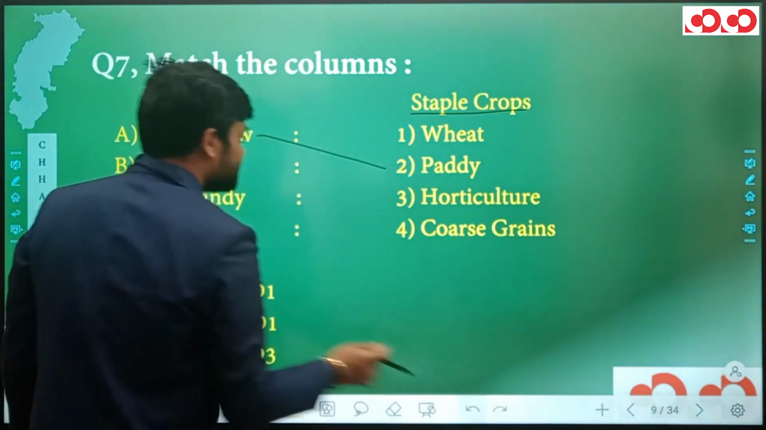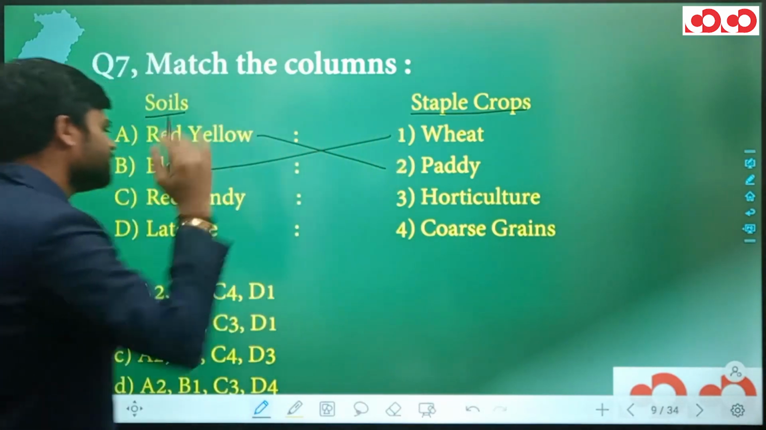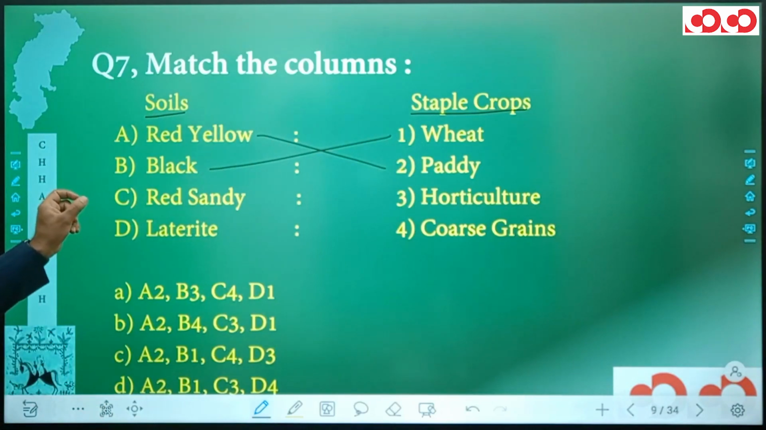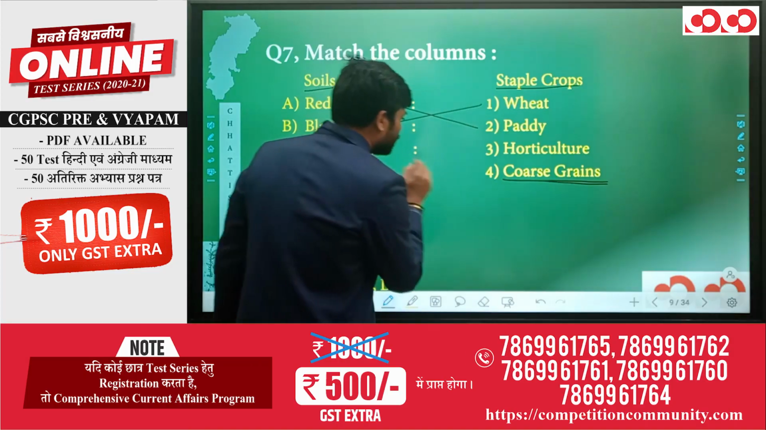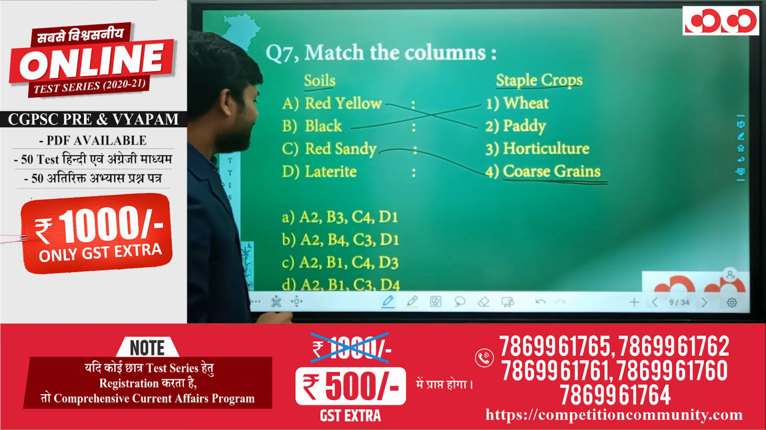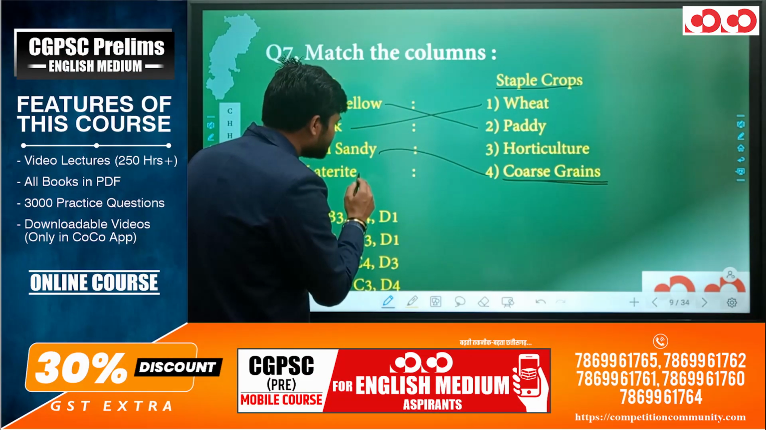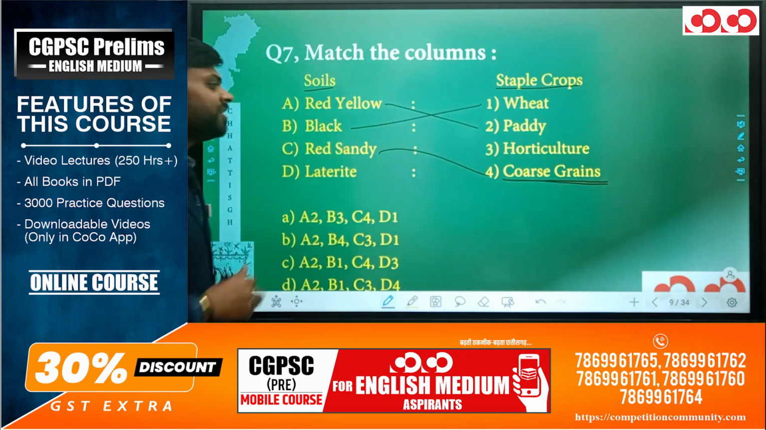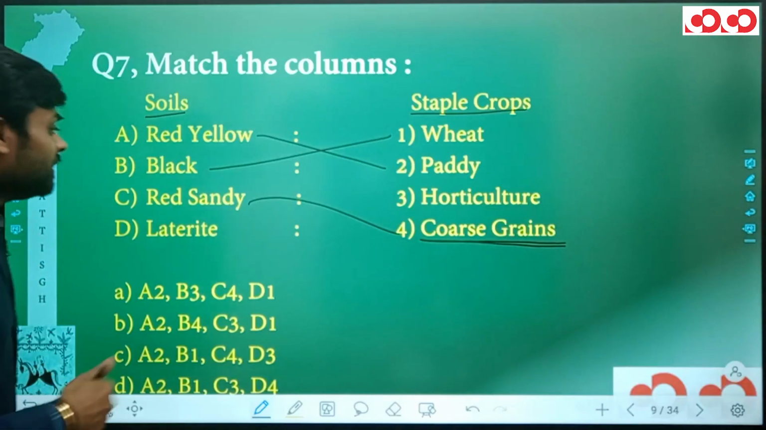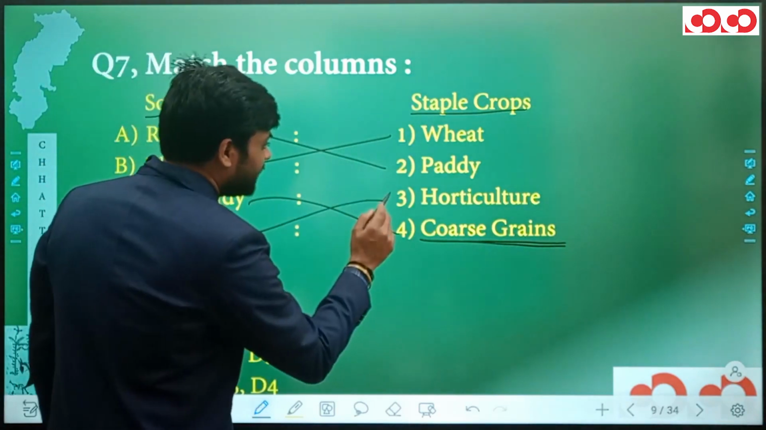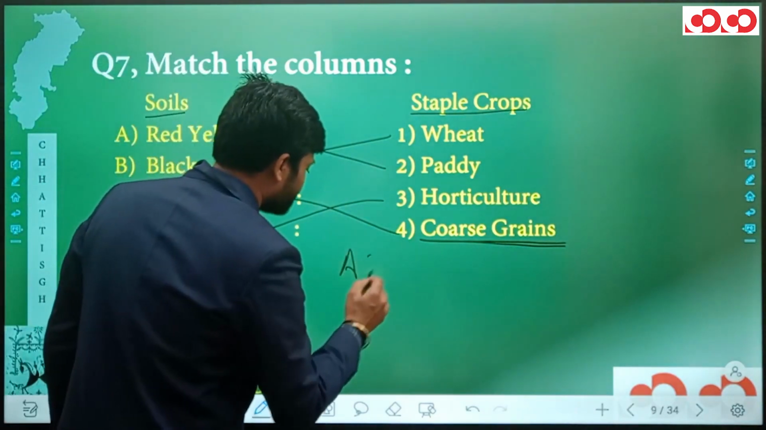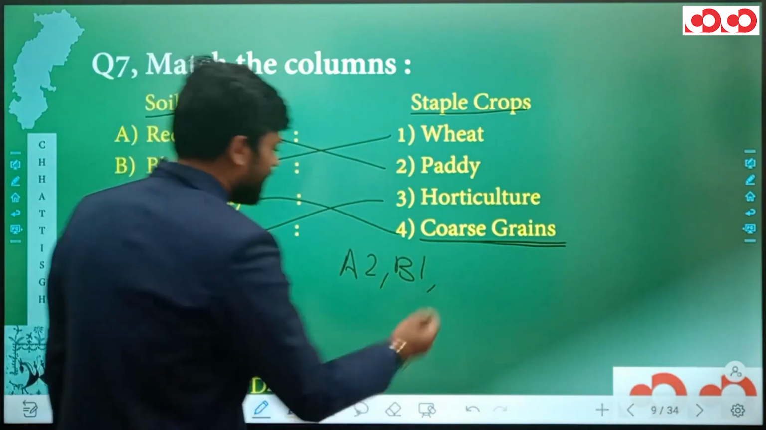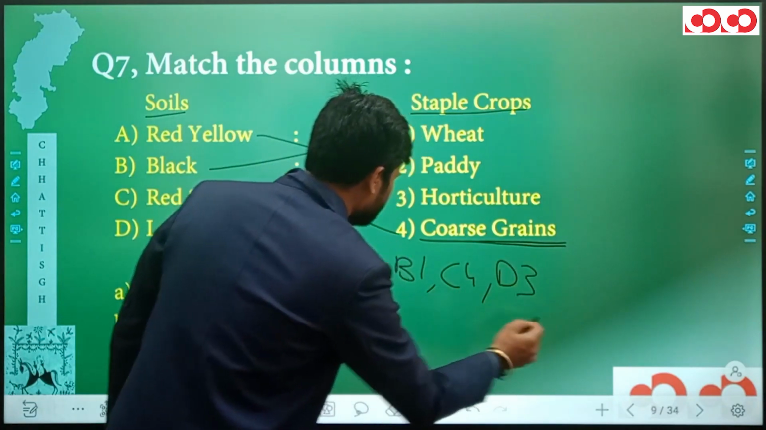Regarding the black soil, the staple crop is wheat in Chhattisgarh. Regarding this red sandy soil, actually they are used to grow the coarse grains. And laterite soil, since it is actually deprived of many nutrients and even water, it can only be used for horticulture purposes. Now, when forming pairs, we have A2, B1, we have C4 and D3.